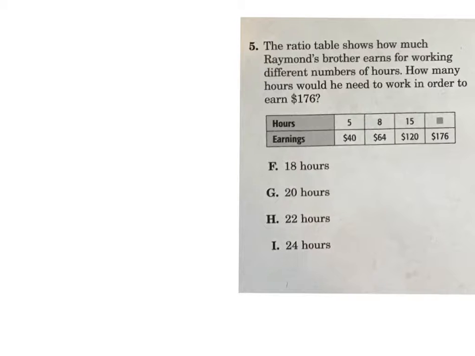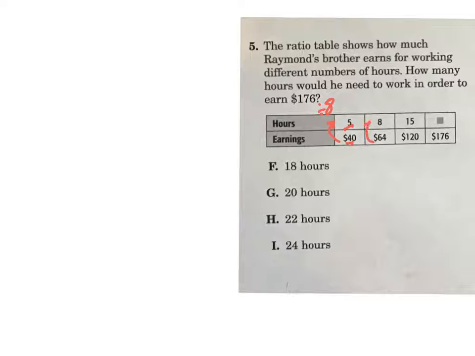Number 5. The ratio table shows how much Raymond's brother earns for working different numbers of hours. How many hours would he need to work in order to earn 176? Okay, I'm going to make this bigger. So, what I'm thinking here is I want to see what here to here is. Or I could also go from here to here. How do I get from 40 to 5? And this one, it's divide by 8.